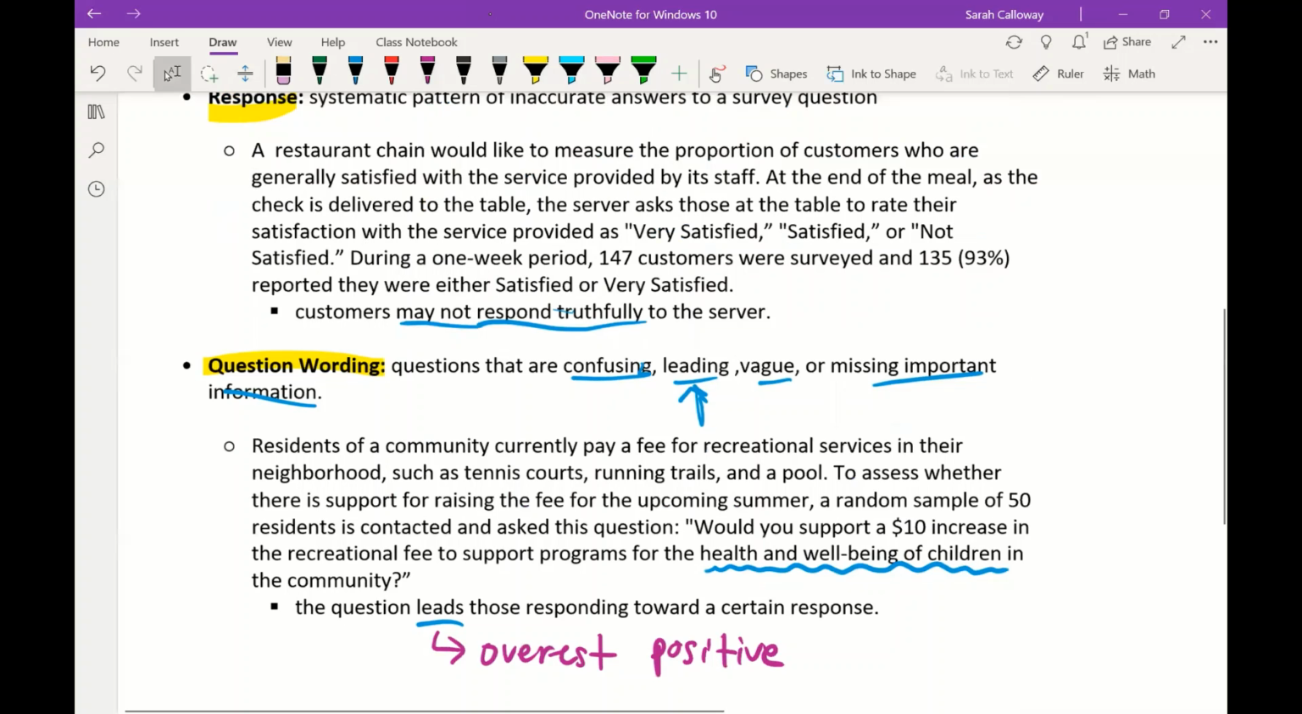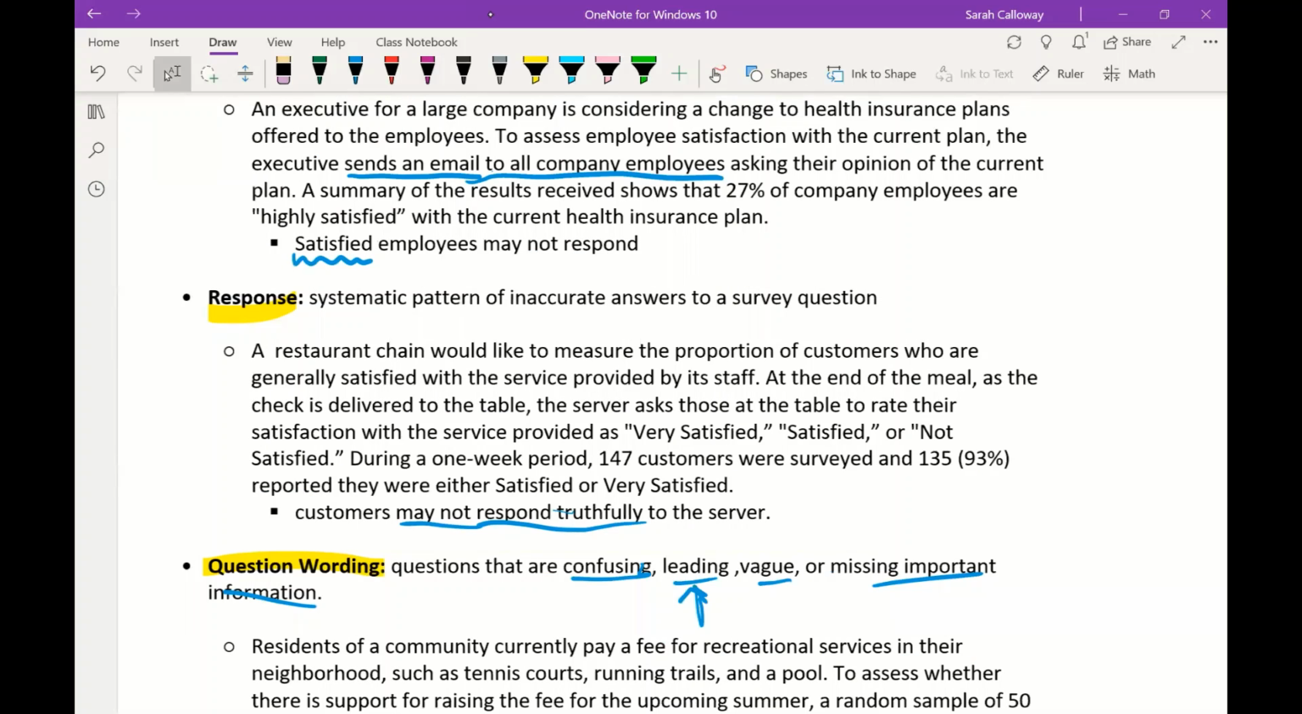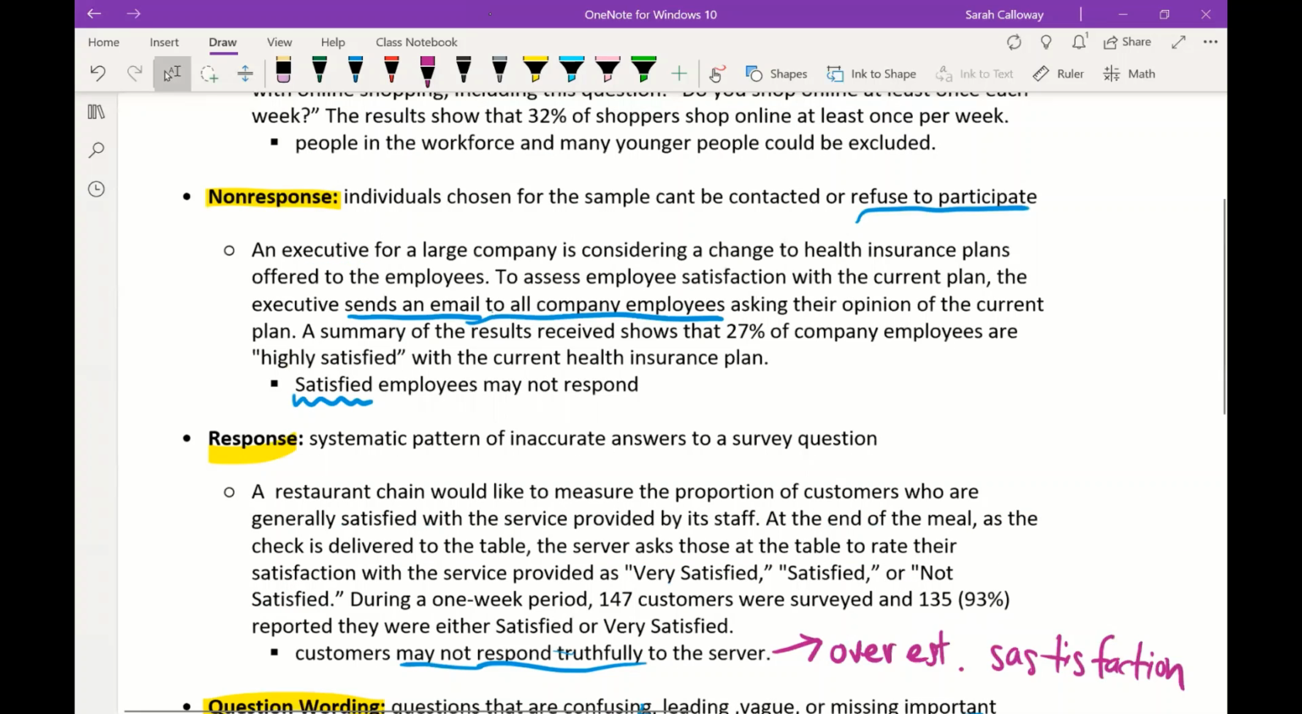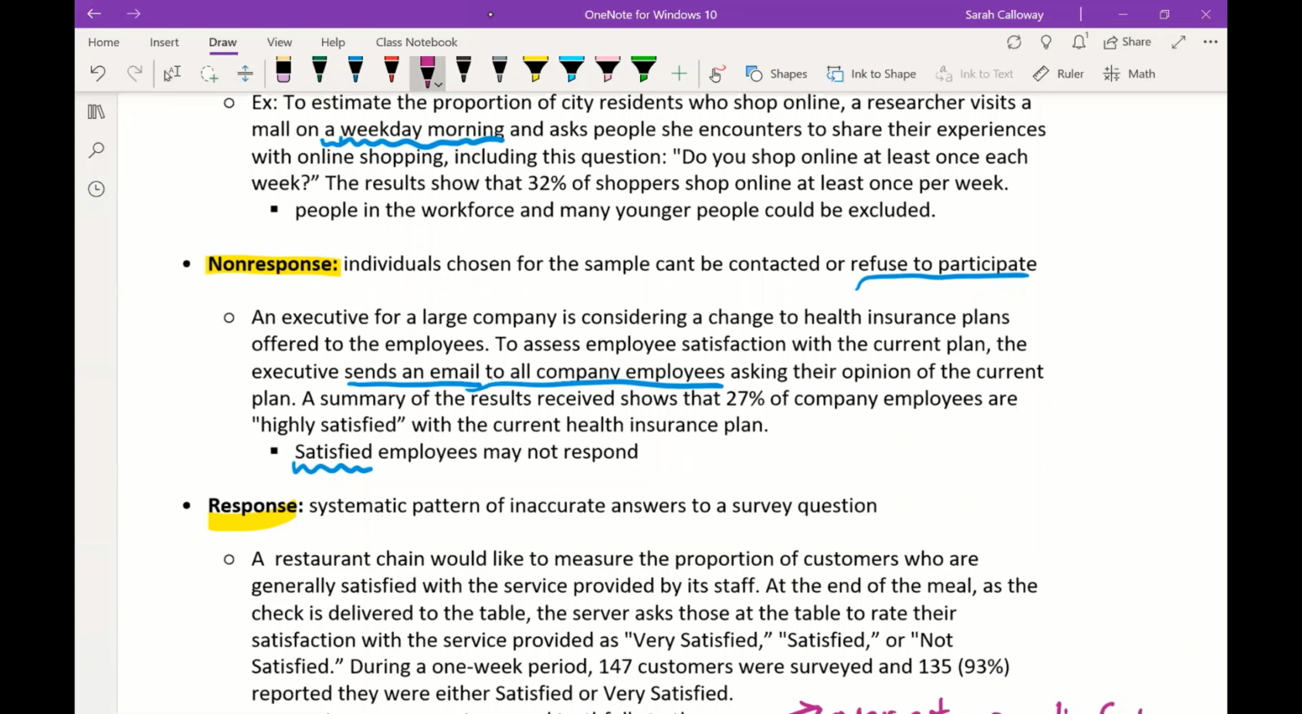The same thing will happen with the previous example. So in the response, because you're not likely to tell the server they did a bad job, it's going to overestimate the satisfaction. Whereas the non-response example, if satisfied employees may not respond, it's going to underestimate the satisfaction.